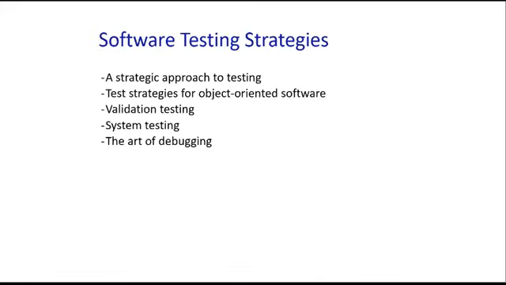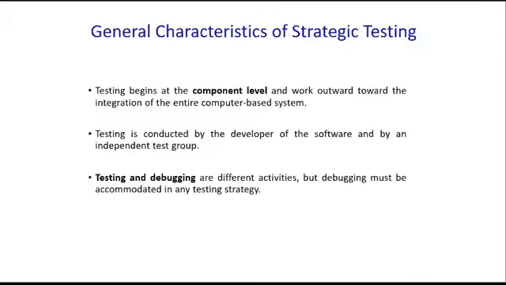The topics that we'll be covering today are these, beginning with a strategic approach to testing. Now, there are different characteristics of strategic testing. Now, what is testing actually? Testing is basically a set of activities that you're going to plan in advance so that you're going to conduct them in a systematic fashion. So, testing is a set of activities that you're going to plan and then conduct in a systematic way.